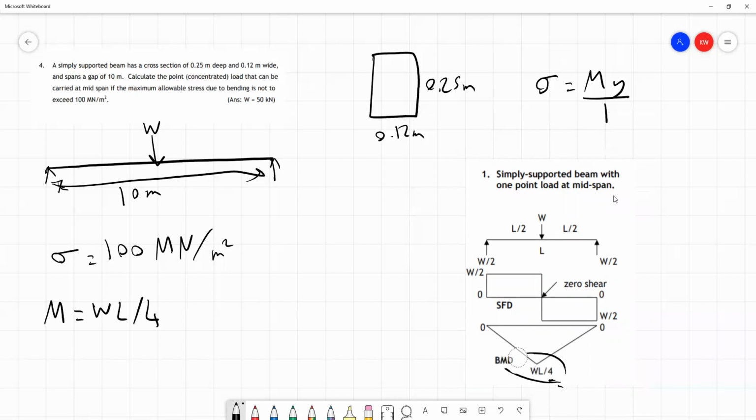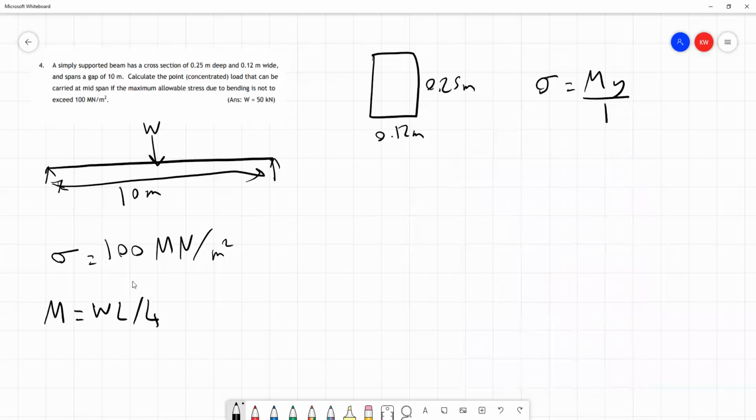So what does this mean for this question? Well, what it means is we've been given L. We know what L is, it's 10 meters. So it means that if we can find M, then we can calculate W. So we've got a formula for that, and that's what we're going to do here.